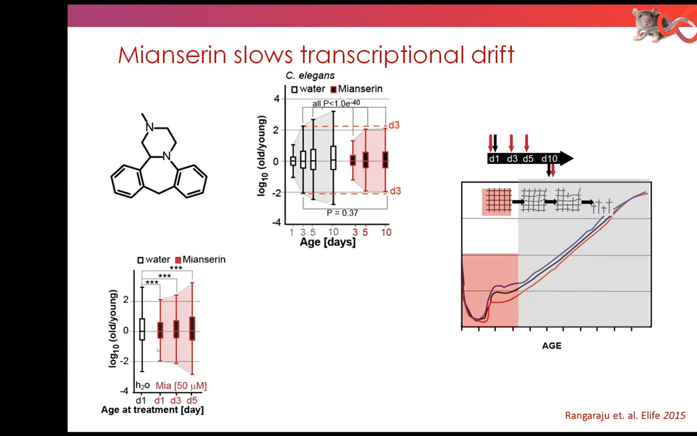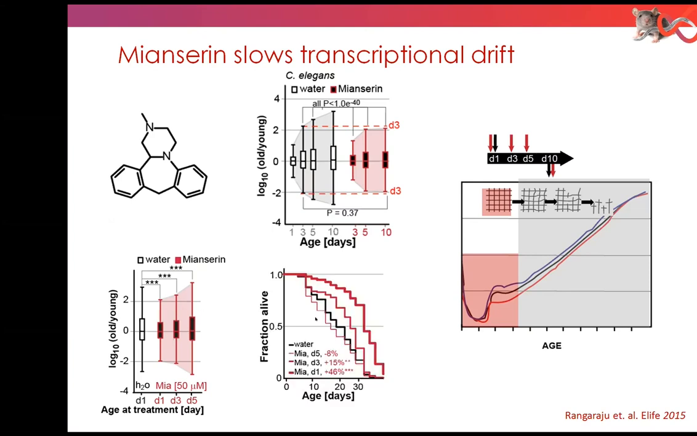If we added Mianserin on day 1, we see a massive suppression of this. If we add it on day 3, we see less of a suppression. And if we added Mianserin on day 5, which is when it's already in a somewhat disordered state, we see actually a slight increase in transcriptional drift. And that correlated perfectly with the lifespan data.